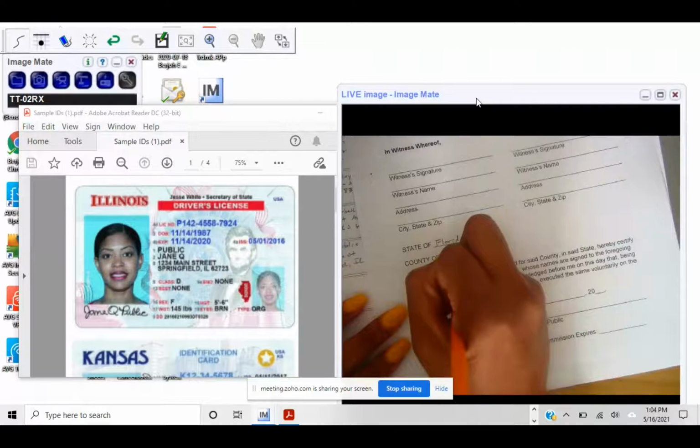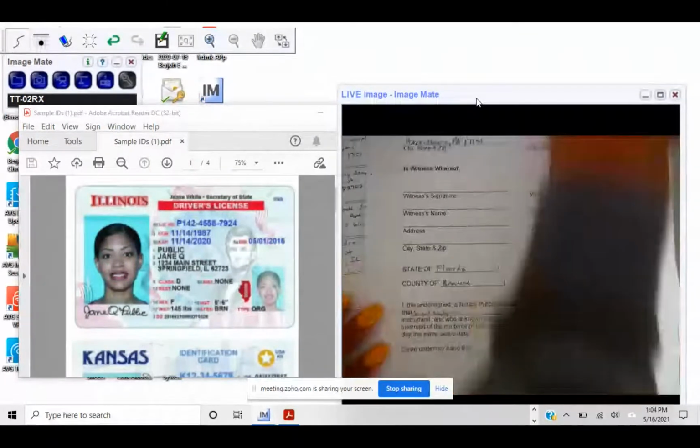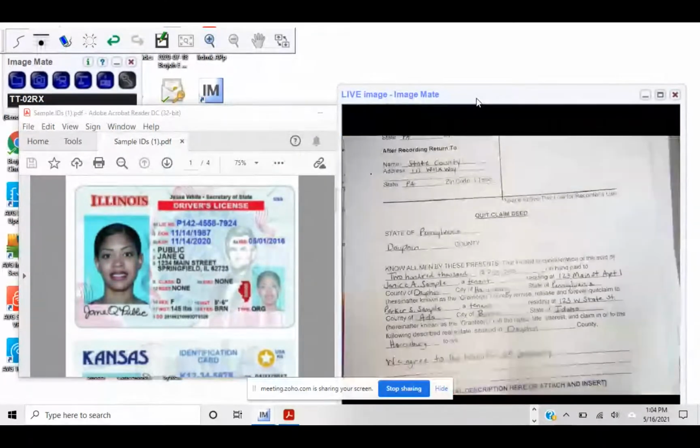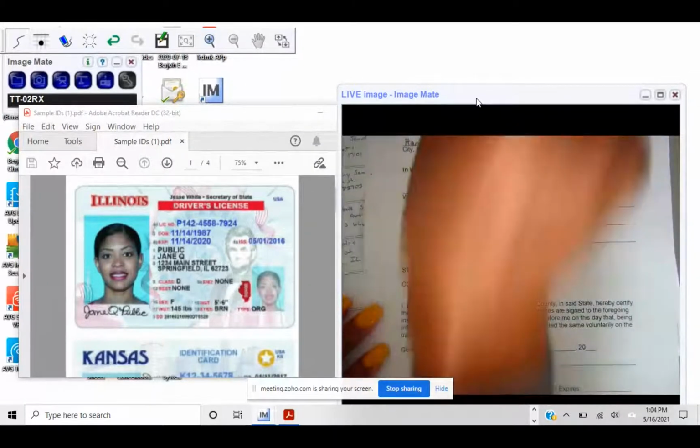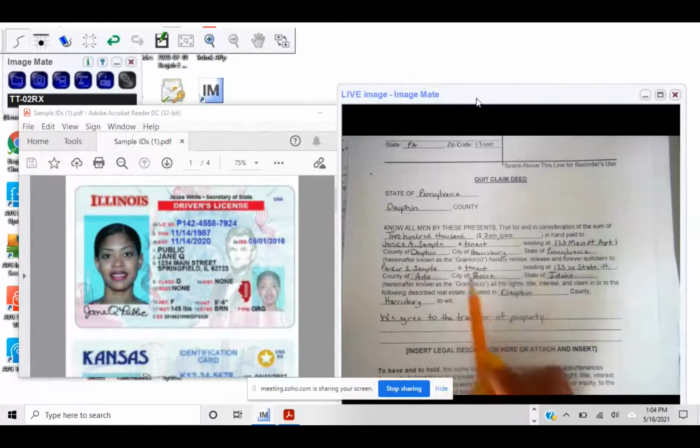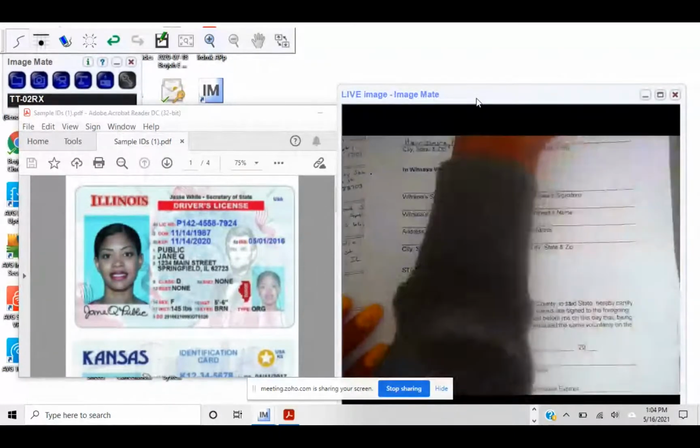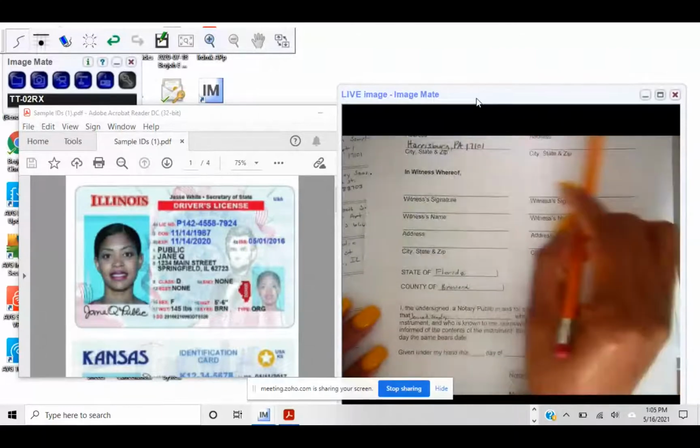Now for some reason Parker's signature is not on here. I didn't know. Now he is the grantee. Okay, Janice was the grantor. He is the grantee. I didn't see a space for grantee. It just says grantor.